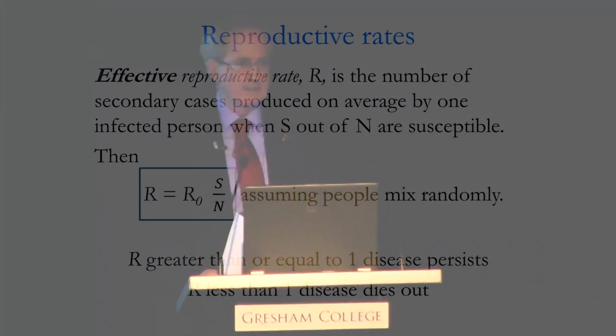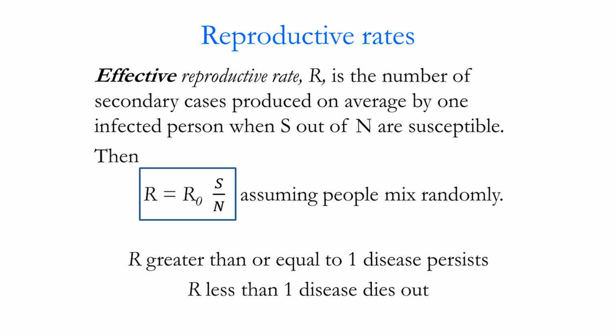But of course, this is not what happens, because if an infected person is in the population, not everybody is going to be susceptible. There are going to be other infected people. Also, there are going to be people who have recovered and are immune. So that's why we introduce what we call, or I'm calling in this lecture anyway, the effective reproductive rate. So the effective reproductive rate is trying to be realistic. It's the number of secondary cases produced on average by one infected person when not the whole population is susceptible, but only S out of N of it are susceptible. All right? So you're an infected person in a population where S out of the N are susceptible, and R0 S over N gives you the number of cases that they will produce on average.